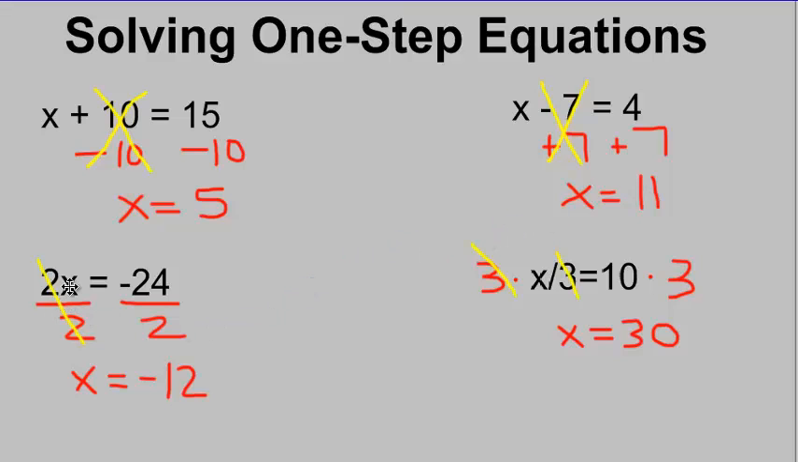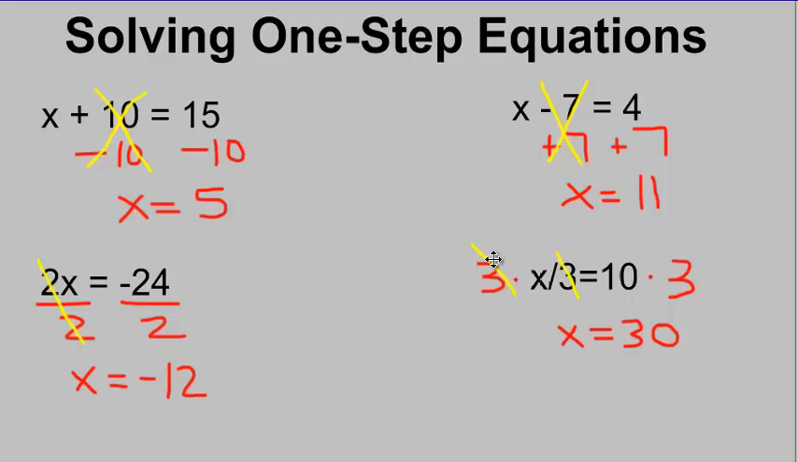Here we have 2 times x equals negative 24. To undo multiplying by 2, we have to divide by 2, shown in red. Once you divide by 2 on both sides, the 2's on this side cancel, because multiplying by 2 and dividing by 2 are inverse operations, and negative 24 divided by 2 gives us negative 12. So we get our answer of x equals negative 12.